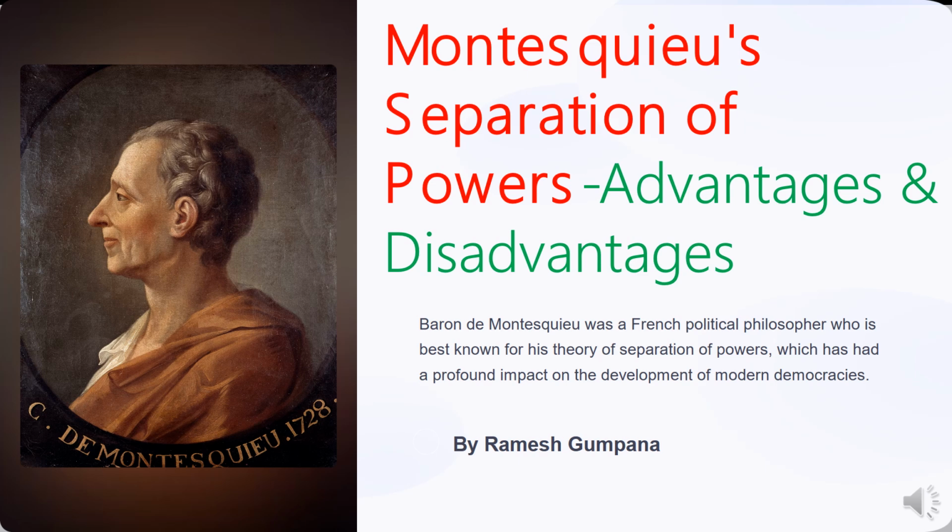There are many advantages as well as disadvantages in this theory. The advantages: it prevents tyranny and promotes balance, and protects civil liberties. The disadvantages: difficulty passing laws due to disagreements, policy paralysis, inefficiency and conflict between the branches. So Montesquieu's separation of powers promotes balance, accountability and protection of individual rights, but can also lead to gridlock, inefficiency and conflict.